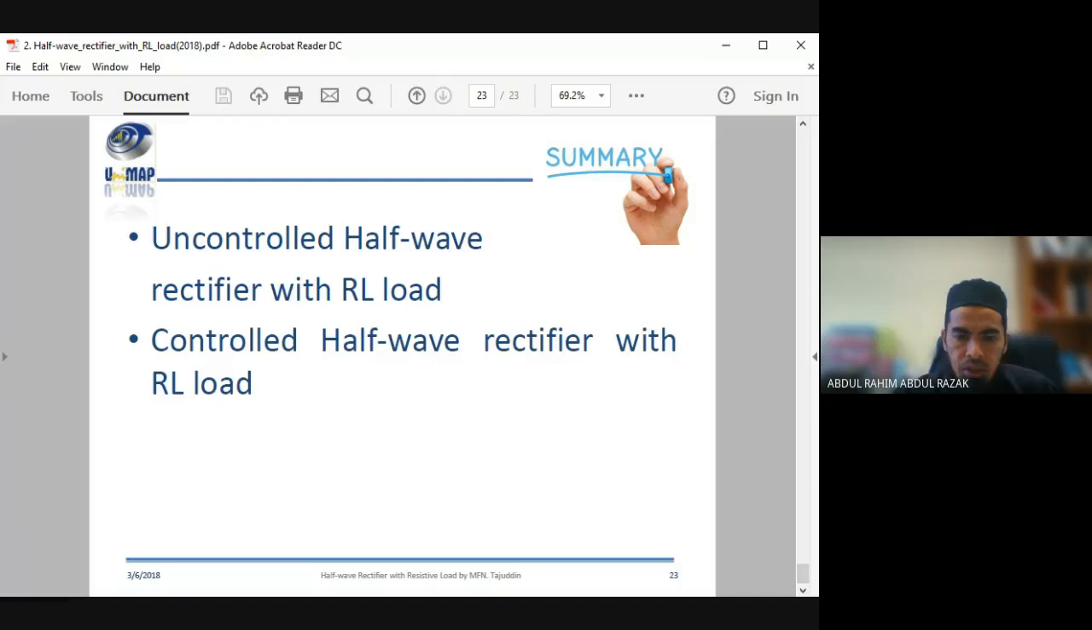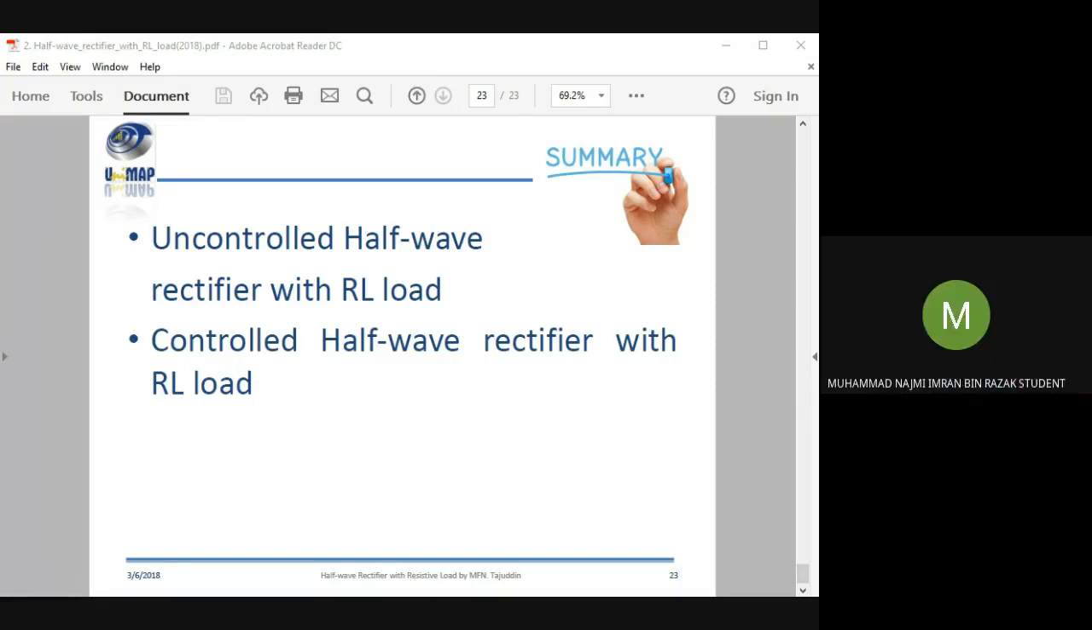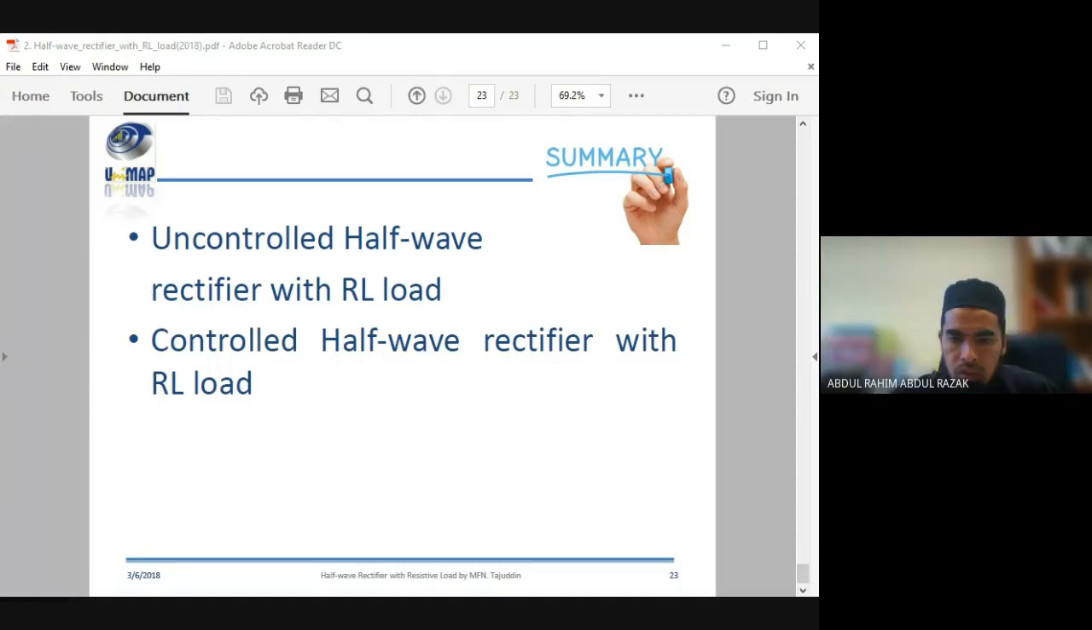Okay, next, any question from the floor? Any question? No, Doctor. No. Okay, if not, we proceed with the next slide, half wave rectifier with a freewheeling diode.